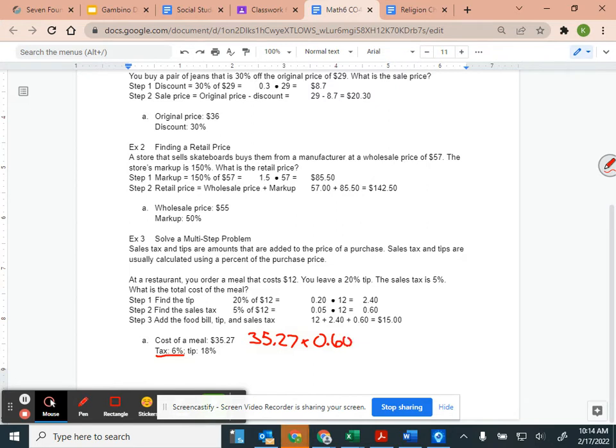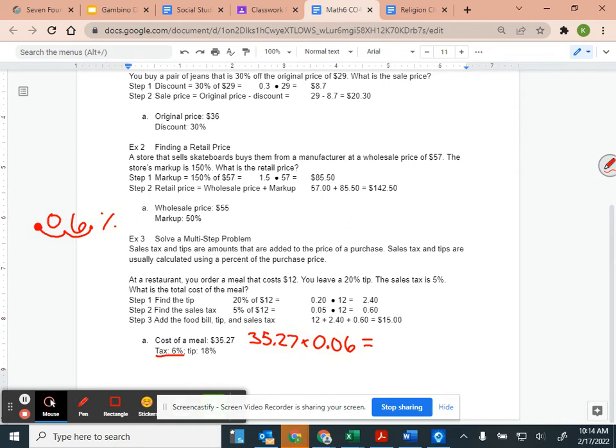That's 60%. Okay, so if it's 6%, remember, we want to move that decimal over 2 places. So 0.06. It's going to give you a much different answer. We only want to pay 6% in tax, not 60%. So $35.27 times 0.06, times that 6%, gives me what, Peyton?